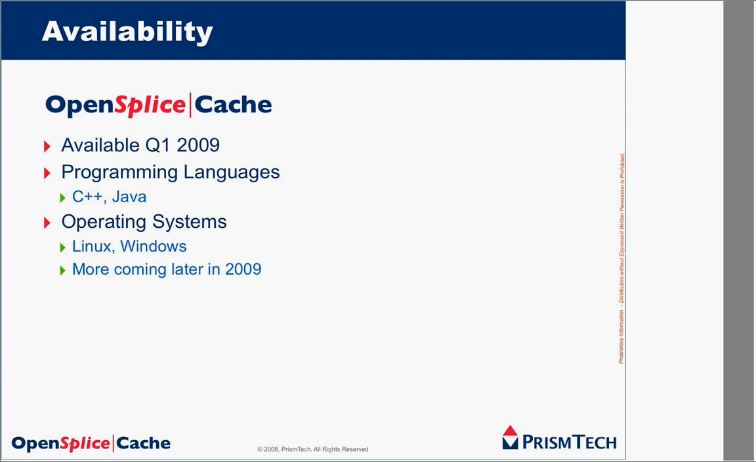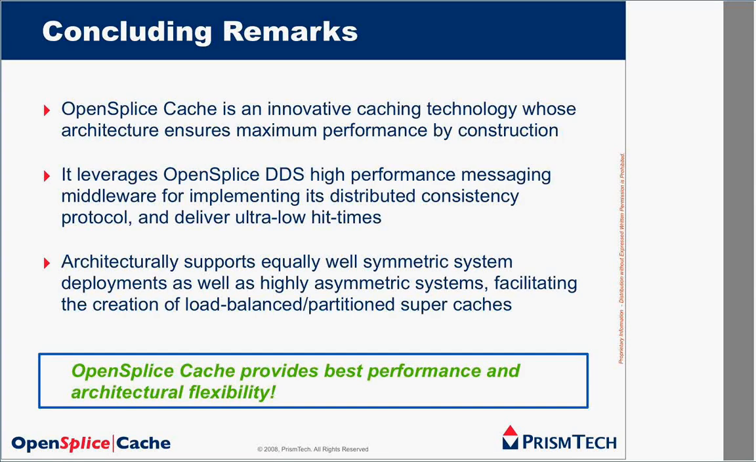Now, concluding this webcast, OpenSplice Cache is a very innovative caching technology that, as we have seen throughout the webcast, is an architecture that has been designed bottom-up to ensure maximum performance, practically by construction. As you have seen, I went through the key performance equation of every caching technology, and that equation is really applicable to hardware cache as well as software cache, and I showed you how our architecture really optimizes and minimizes all the key parameters in that equation.